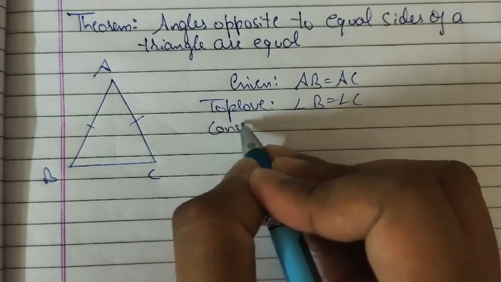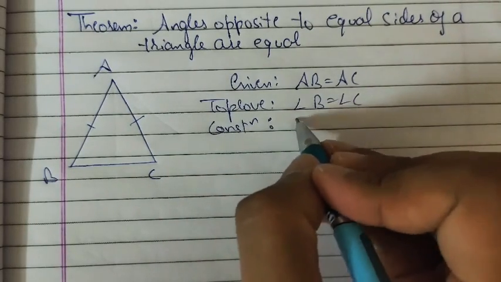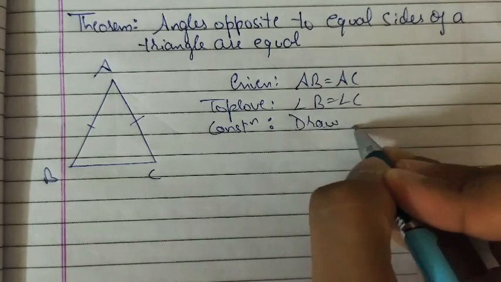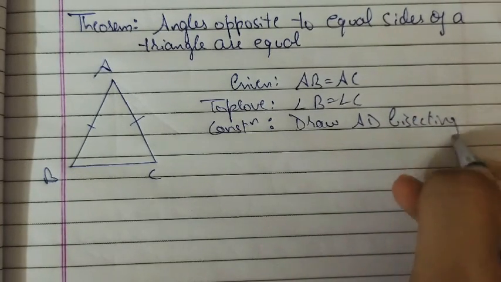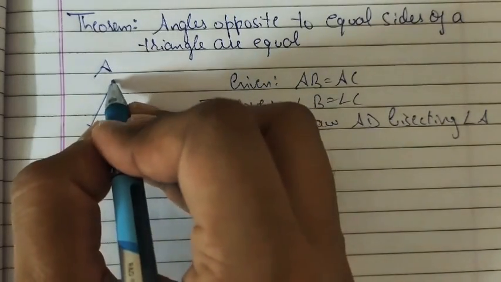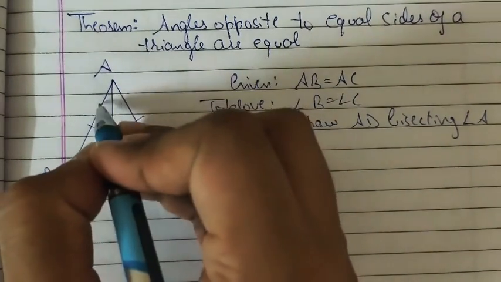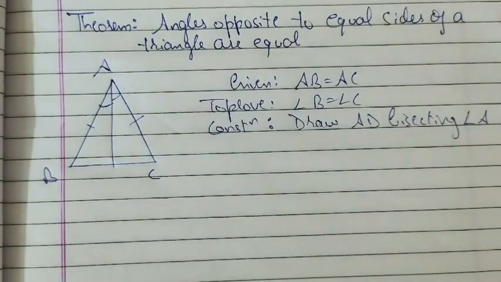Now construction, let's do a construction. Draw AD bisecting angle A. So AD bisecting angle A, that means we have drawn a line in this way. These two angles are equal, right?